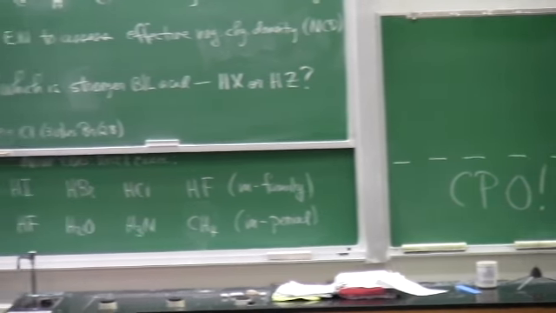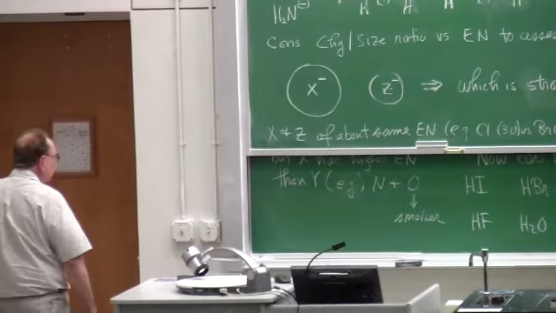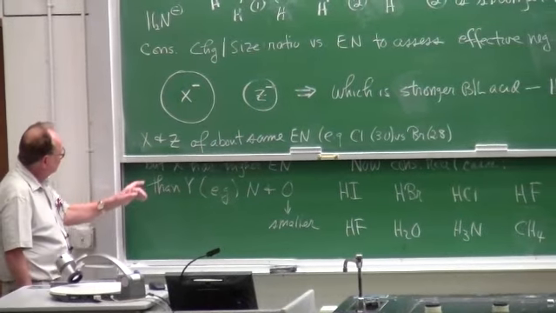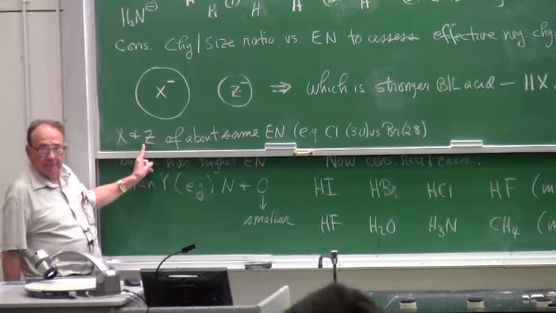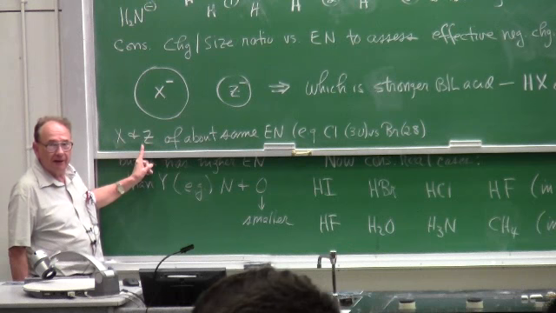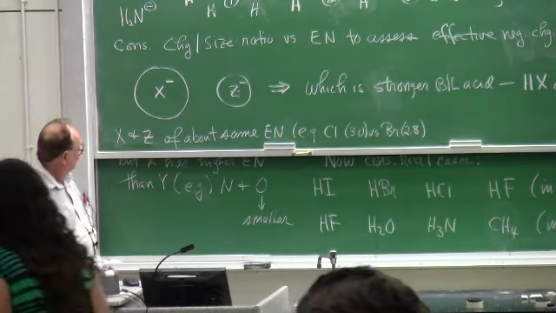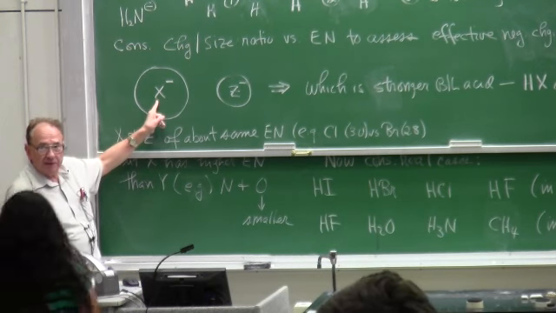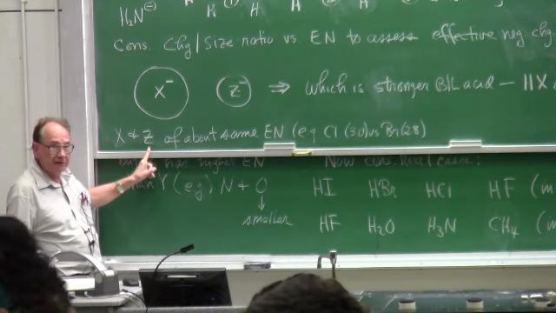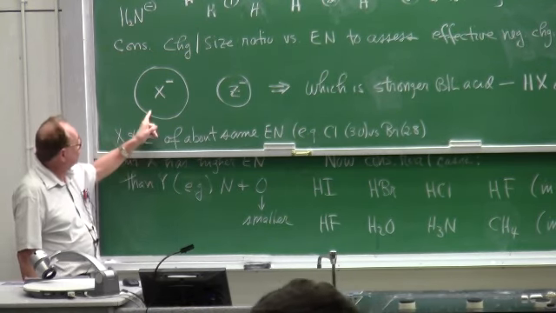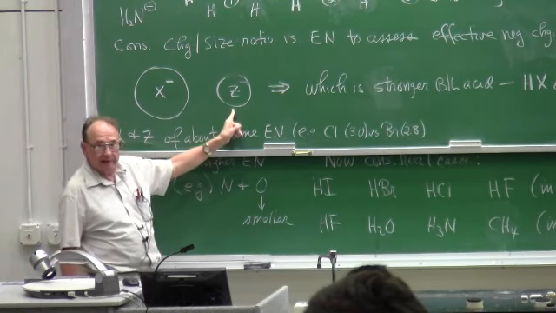So let's imagine that hypothetical atom X and hypothetical atom Z each collect an electron and become anions. X minus, Z minus. If X minus is derived from X, which is a lot larger than Z, then we shall expect X minus to be a lot larger than Z minus.